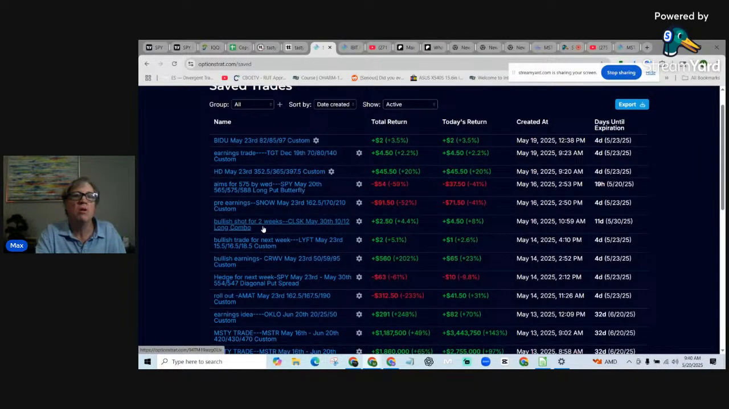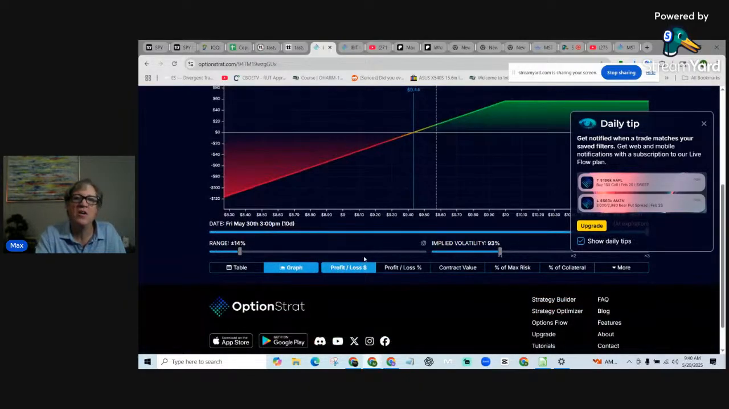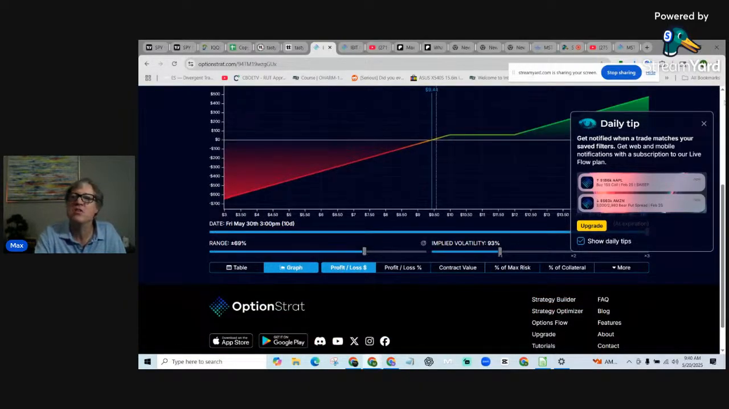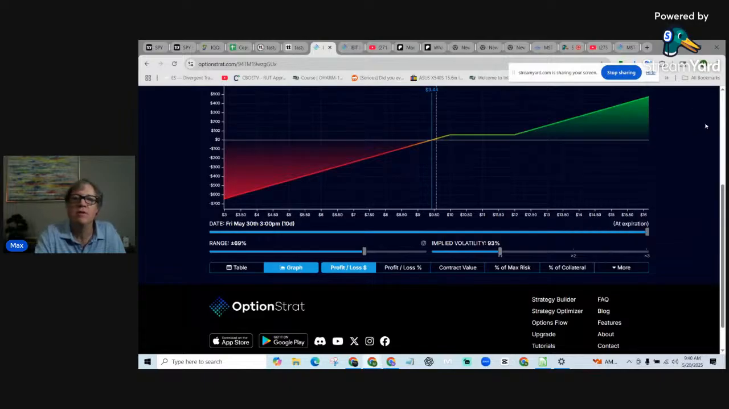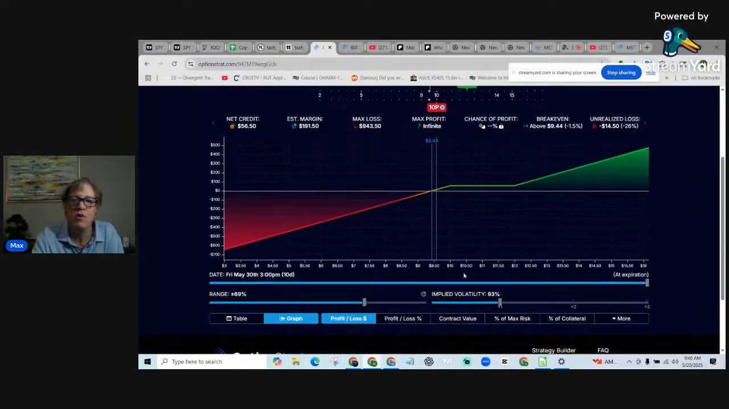So bullish shot for 2 weeks on CleanSpark. Well, that was created. We didn't do that, did we? Yeah, I think we did do that one this week. Well, oh yeah, it's cheap. Okay. I don't know if this one has earnings or not, but to me, that's an alternative to owning this. It's an alternative to owning the stock. It's roughly the same. Look at the profit and loss graph.